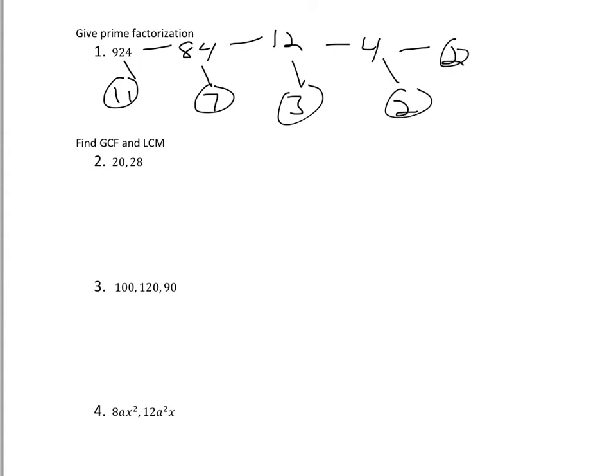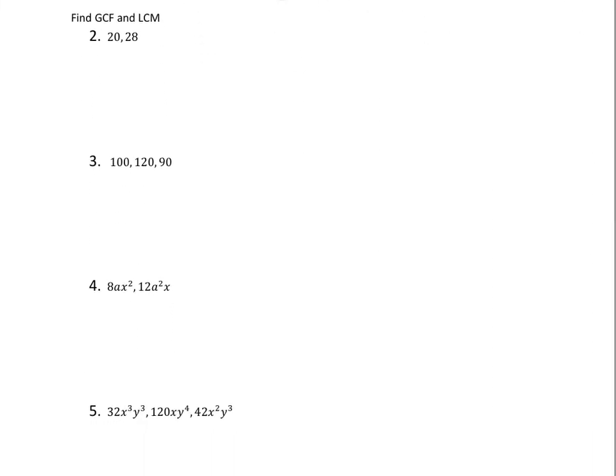So we have all this stuff here. When we combine these, we get 2 squared times 3 times 7 times 11. That's the prime factorization of 924. Now we're going to find some greatest common factors and least common multiples. For 20 and 28, I've got to get the prime factorization out there for all of them. Of course, if you want to use your own method with these small numbers, that's fine. So 20 breaks down to 4 times 5, which is 2 squared times 5. And 28 is 2 squared times 7.